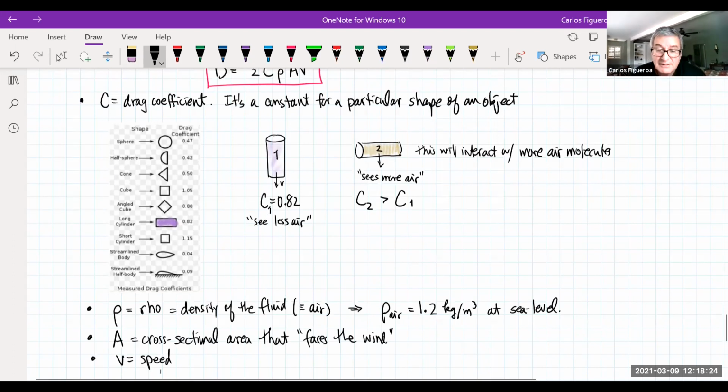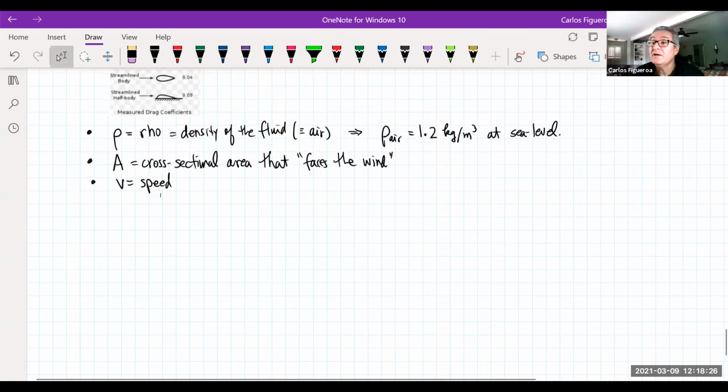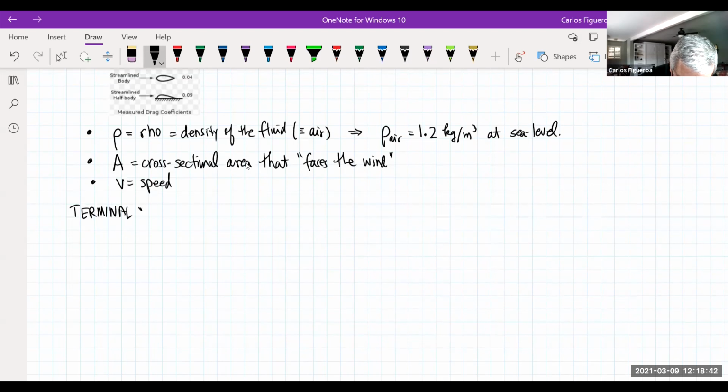So one of the things that we studied in lab here is terminal velocity. So let's think about terminal velocity for a brief moment. What do we see here? If I think about terminal velocity, what I want to do is draw free body diagrams of the object falling through air.